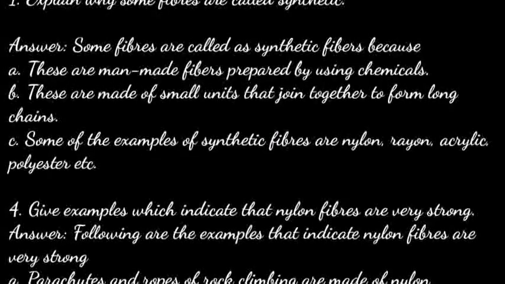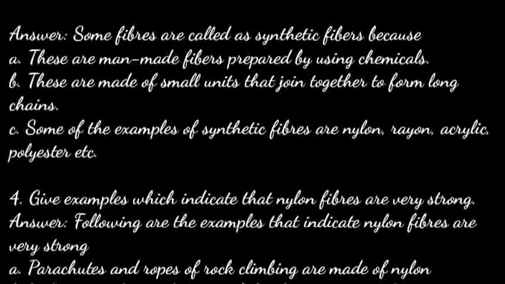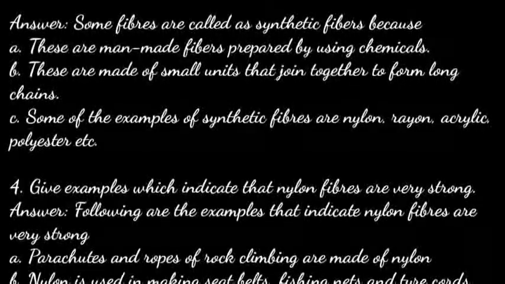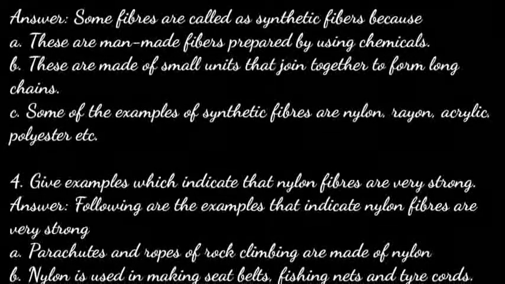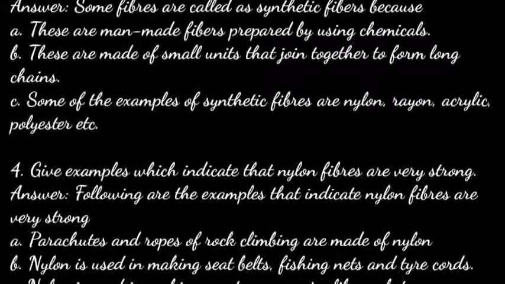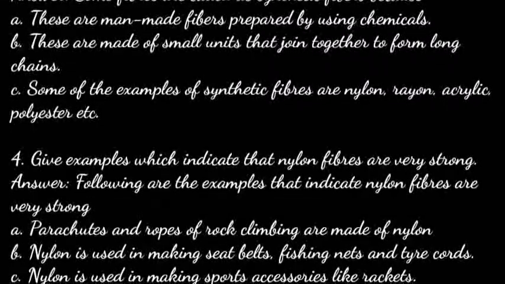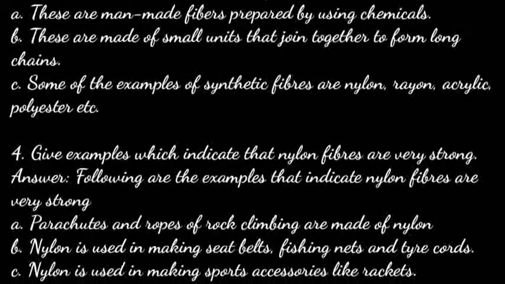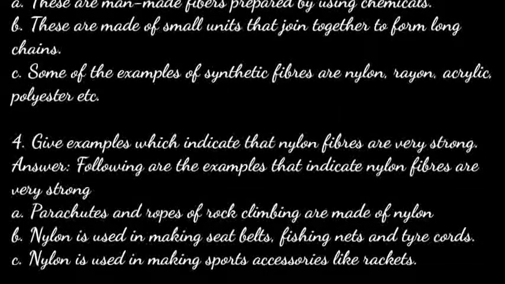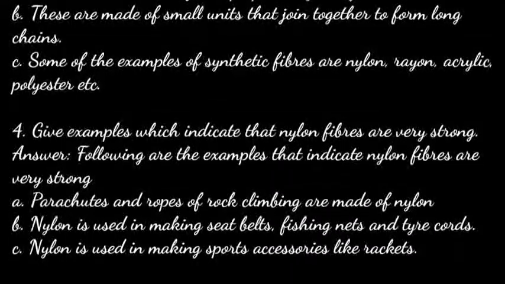Now the next question is give examples which indicate that nylon fibers are very strong. How strong they are, we already saw that they are as strong as a steel wire. Now here their strength is indicated by certain usages. The first one is parachutes and ropes of rock climbing are made of nylon because these are the things that are life-saving ones. Therefore usage of nylon in this tells us that they are very strong.